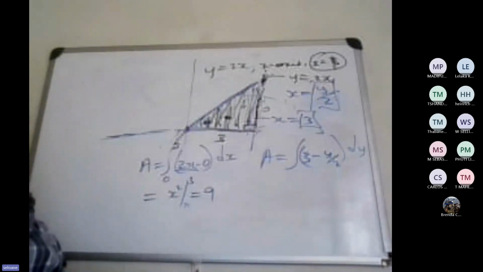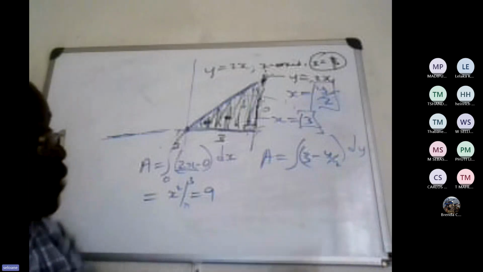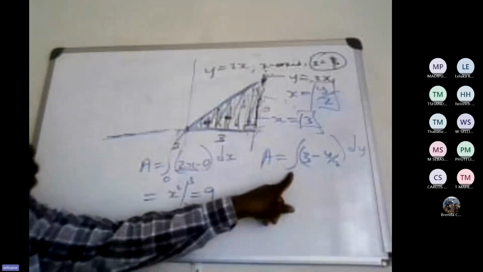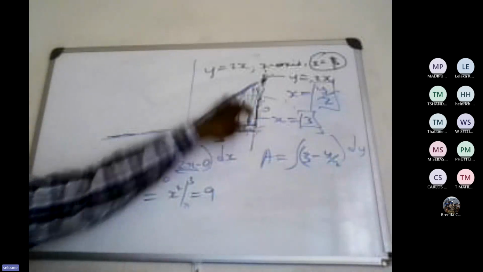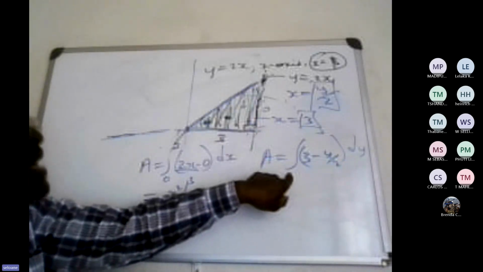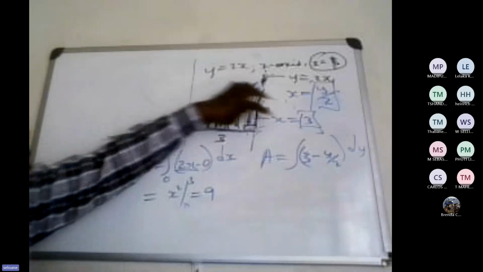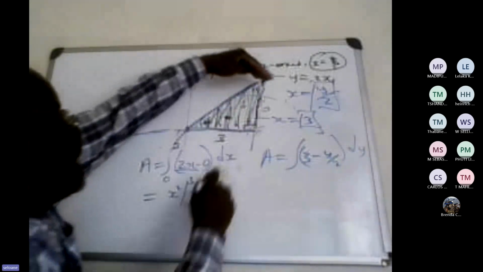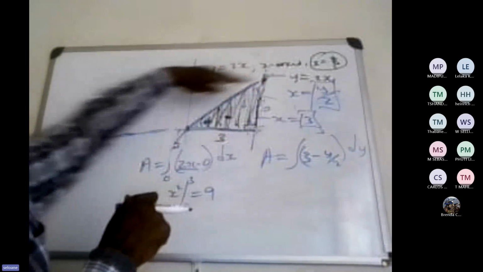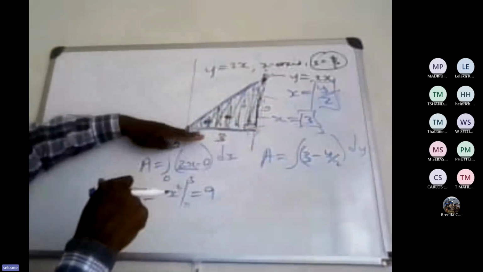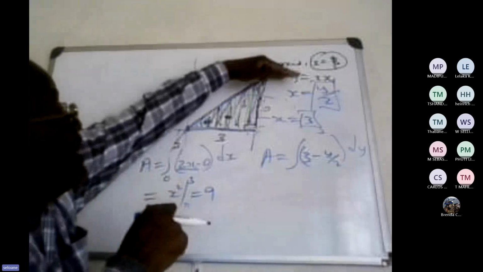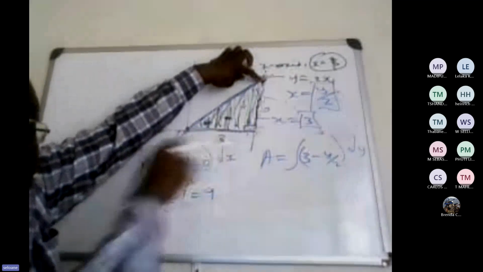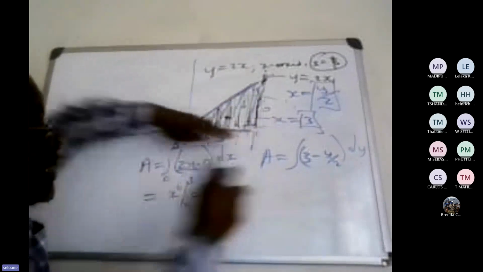But from where to where? You are looking at y. You will now look at this and say, what is the smallest value of y in this region? You write it here. And what is the biggest value of y in this region? You write it here and then you integrate it. In other words, this region is enclosed by which two horizontal lines? This is the smallest value of y, and this is the biggest value of y in this region.